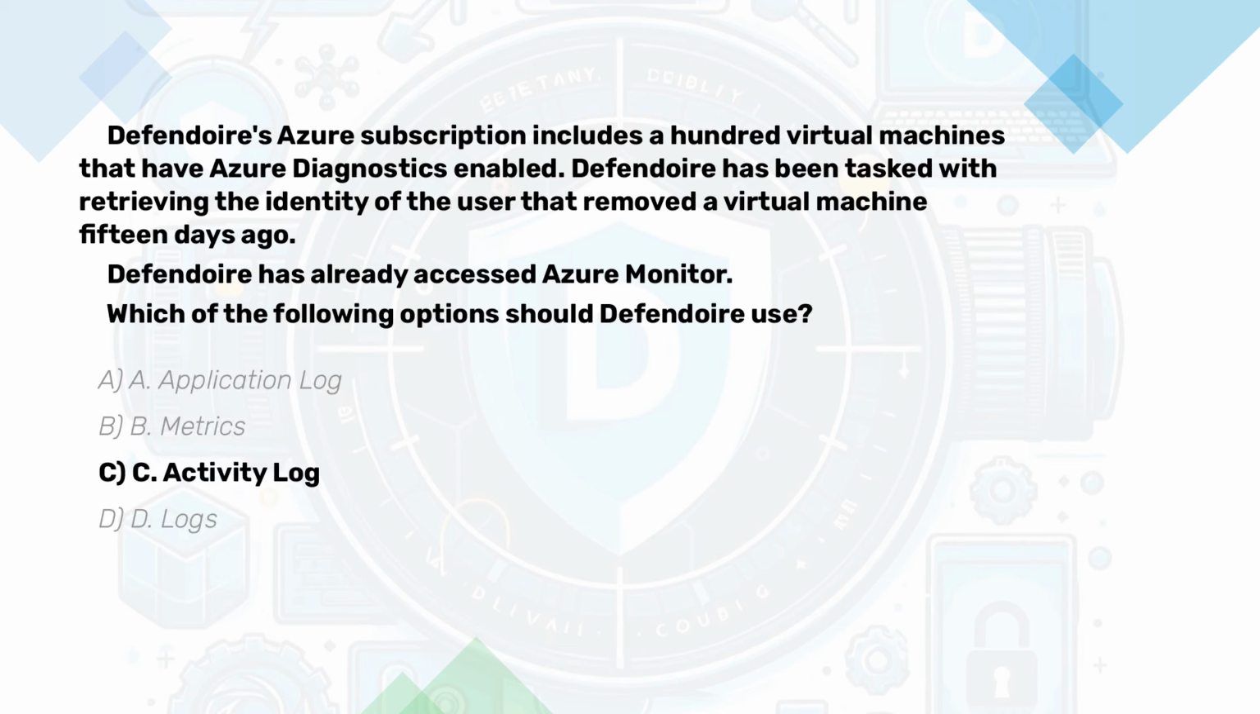To retrieve the identity of the user who removed a virtual machine, the activity log provides records of operations performed on resources in your Azure subscription, including who performed the action, what action was taken, and when it occurred.